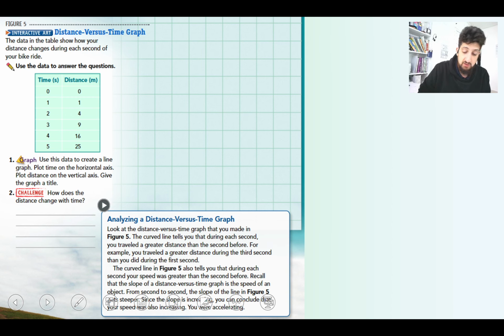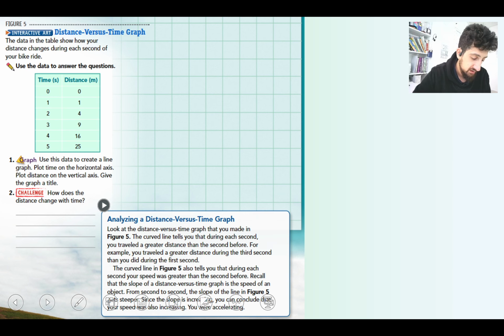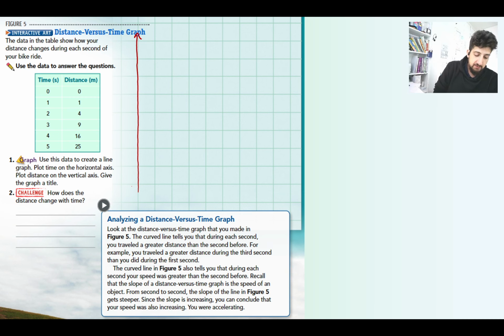Distance versus time graph. So once again, we're asked to do this. Let's see if I can do it. I don't have rulers here, so I'm just going to try and wing it using freehand drawing. Use the data to answer the questions. Graph this data to create a line graph. Plot time on the horizontal axis. Yeah, so we know all of that. So I'm going to use this as the y-axis starting point, and this as the x-axis starting point. I'm going to move around a bit because I'm trying to do this on glass. Okay, that's as good as it's going to get.